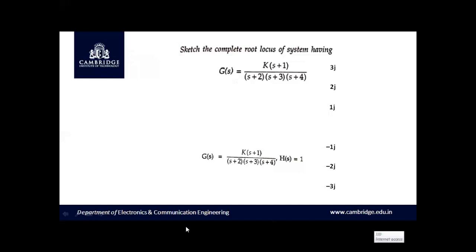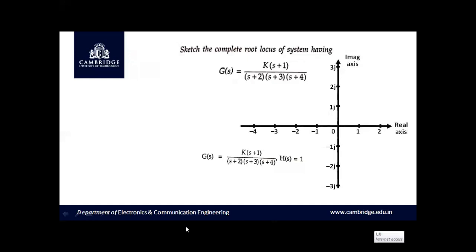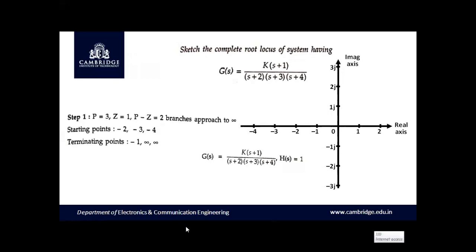We know that the root locus is a graphical representation in the s domain and it is symmetrical about the real axis. Let us construct the root locus following the steps. Step 1. The given open loop transfer function in this example has 3 poles and 1 zero. Therefore, the number of poles P equals 3 and the number of zeros Z is equal to 1.